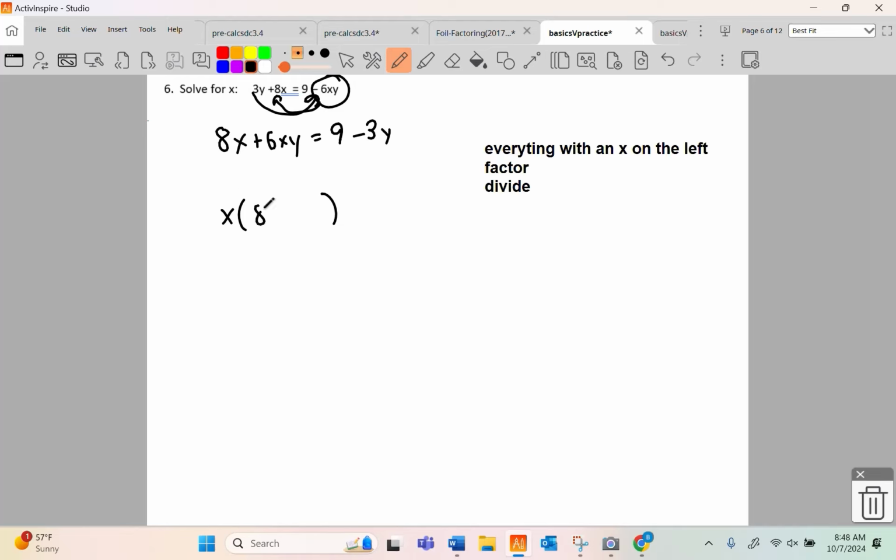X times 8 is 8x. X times 6y is 6xy. This one's going to need a little more simplification than some of the ones I've done with you all in the past. But the opposite of multiplication is division. And I'm going to change order here just so it looks better. Since they're both positive, I'm going to leave the 6y out front. And if I divide one side by 6y plus 8, I have to do it to both sides. And I was wrong. This one does not need simplification. I thought it might, but it doesn't.